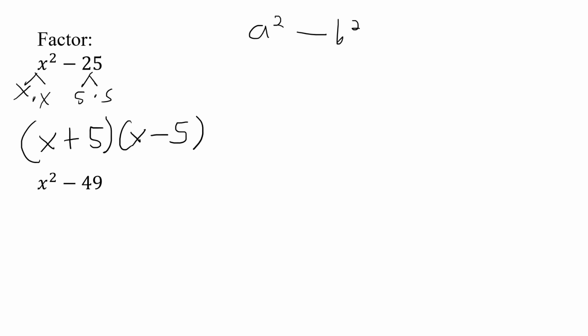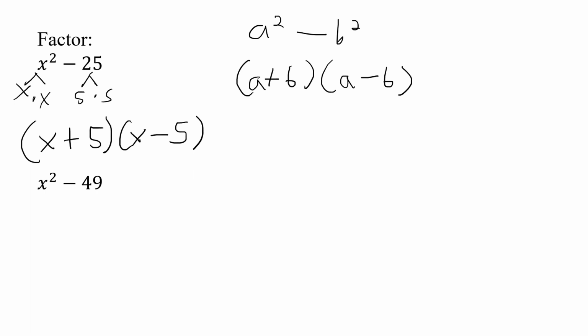You have something squared minus something squared. You just make your sets of parentheses. You do just a, which in this case was x, plus b, which in this case b was 5, because b squared, 5 squared is 25, right? And then we have to do it again, but with a minus in the middle instead.